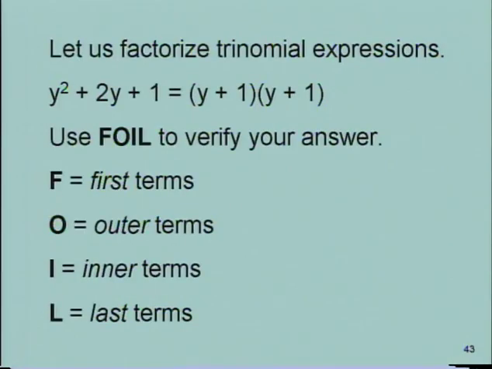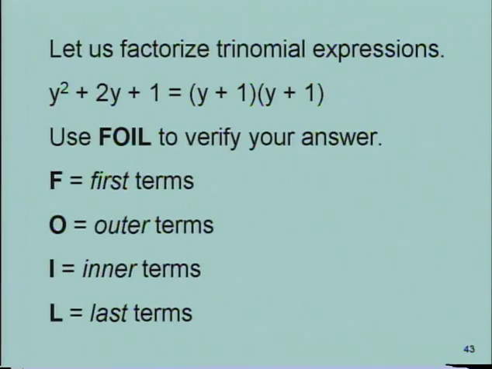Let us factorize trinomial expressions. A trinomial expression is an expression consisting of three terms. Here's the example: y squared plus 2y plus 1. One way of factorizing this would be to take the square root of y squared, and that would be y, and y will appear in both factors. Then we take the factors of 1. When you multiply, you will get 1, and then we'll apply this mnemonic FOIL to see how we can verify the answer.